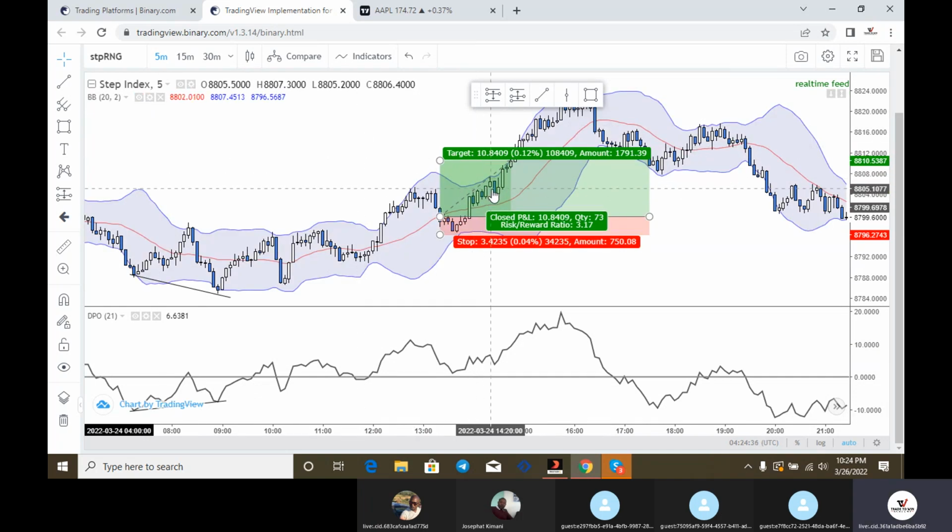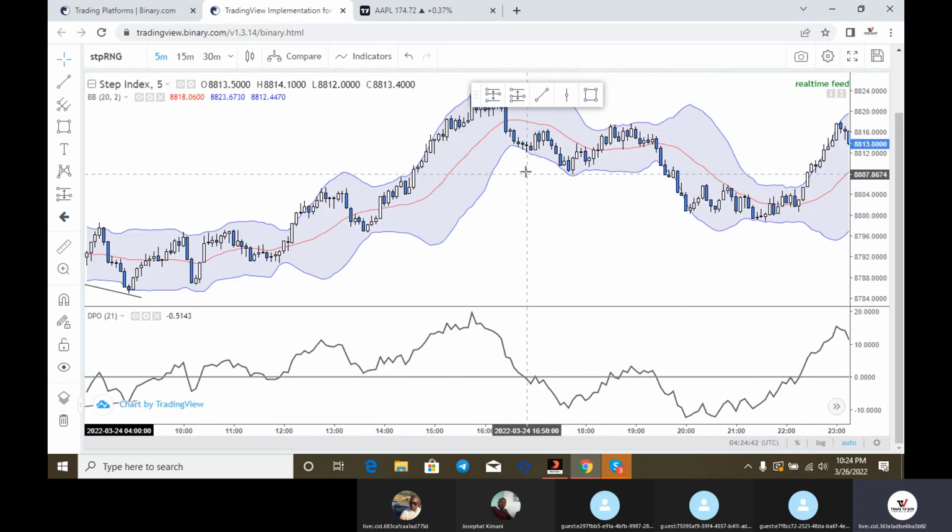Okay, so this was another good trade. I mean, this is really good. So we have this point now. At this point we have price hitting the bottom part of the Bollinger Band, but we can see DPO is below. Do we have a divergence? This is quite a distance.